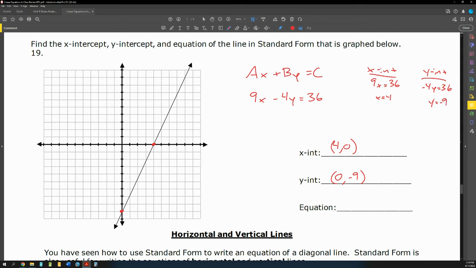So I always like to do that quick check just to make sure that we've set up our equation properly. So our equation is 9x minus 4y is equal to 36.